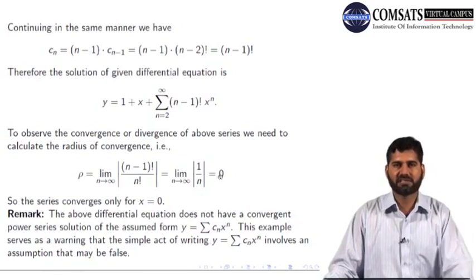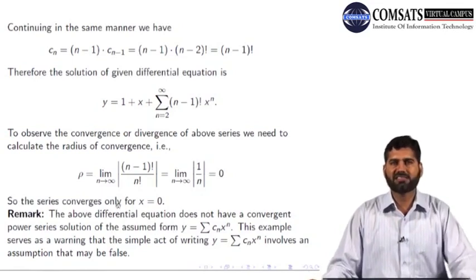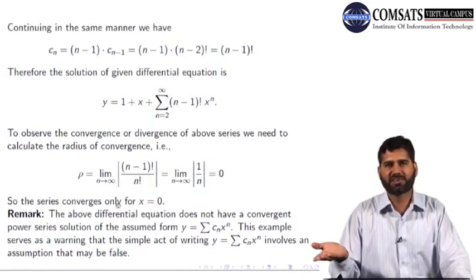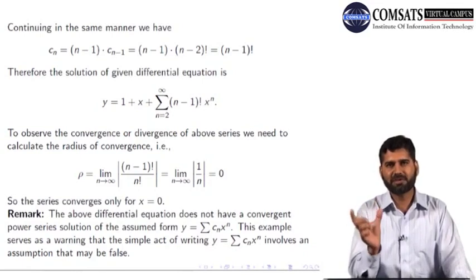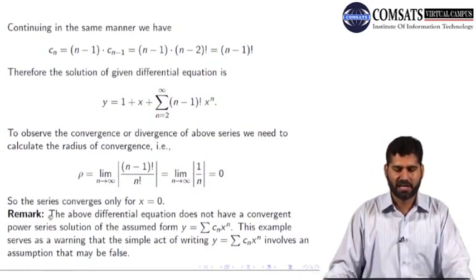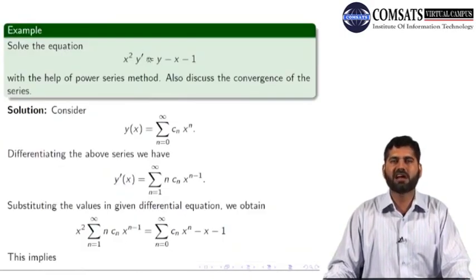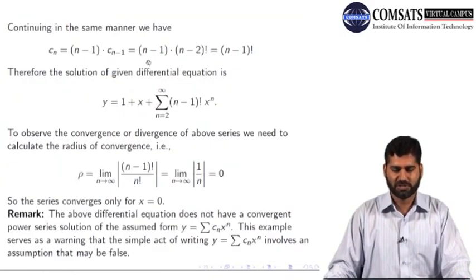It means the radius of convergence is 0 here. So the series converges only for x equal to 0. So x equal to 0 is of no interest. Alright, there should be some region where this series should be convergent, not at just one point. So the remark is that the above differential equation does not have a convergent power series solution. This is a power series solution, but it's not convergent in some interval. So it means this differential equation does not have a convergent power series solution of this form.